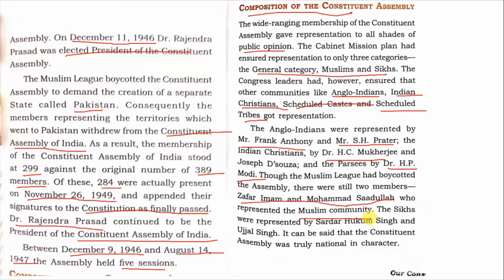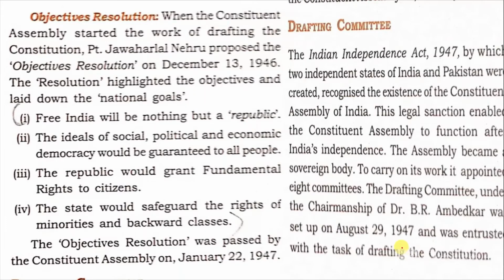This is a little important, 10% important. The Sikhs were represented by Sardar Hukum Singh and Ujjal Singh. Yeah, these things are not at all important. And it can be said that the Constituent Assembly was truly national in character. So this is very, very important.